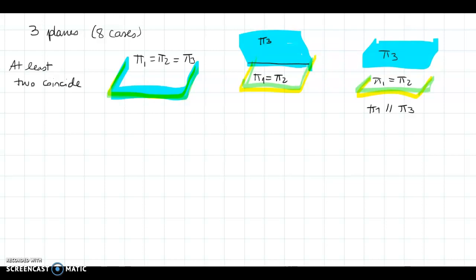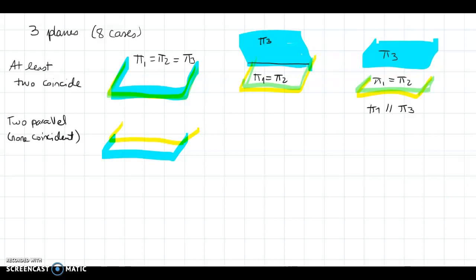Let's now move on to when we have at least two of them parallel, without being the cases we just mentioned. So if two are parallel and none of them are coincident, we can have the case that the three of them are parallel and none of them coincides. So like this, over here we have our planes pi1, pi2, and pi3 parallel to each other, but they are different.